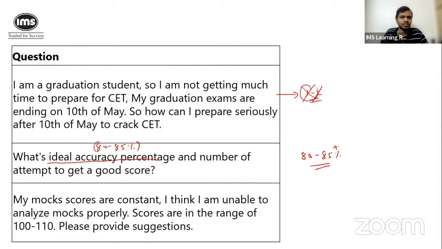But 80 to 85% is a very good accuracy to be in. So if you're attempting 100 questions, you should get at least 80 correct. If you're attempting 150 questions, you should get at least 120 correct. Okay. So that is how you have to think about it.